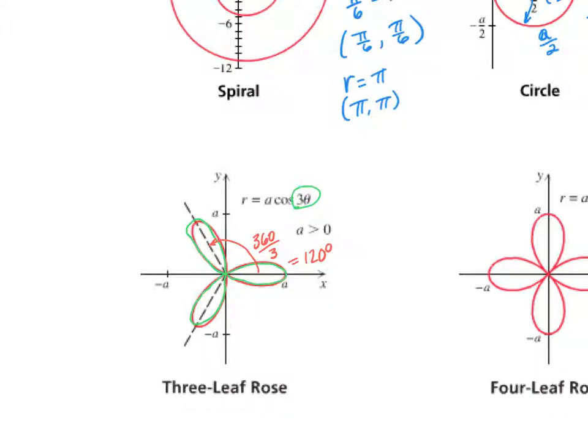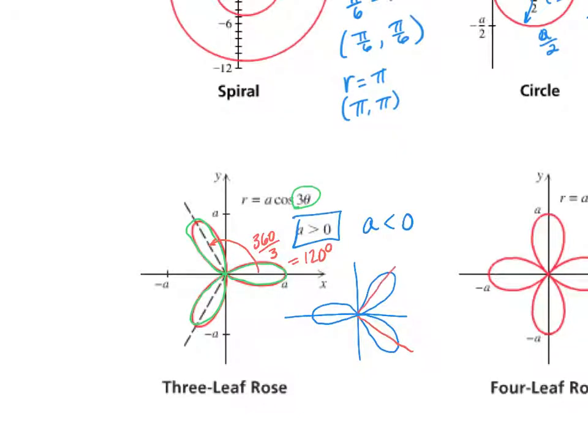If I have an a, so that's good for a greater than 0. If I have a less than 0, then my petal will be over here, and then it'll have these other shapes like this. They will still be 120 degrees between them.